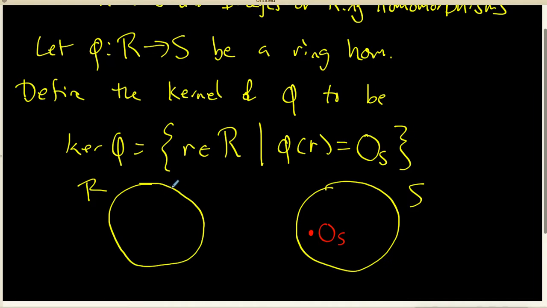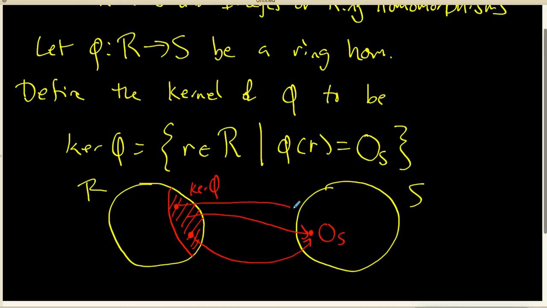And it turns out that everything inside of R that is inside the kernel is sent to the zero element. So if I'm an element inside the kernel, my arrow in the arrow diagram has to go to the zero element inside of S. So that's what the kernel is.